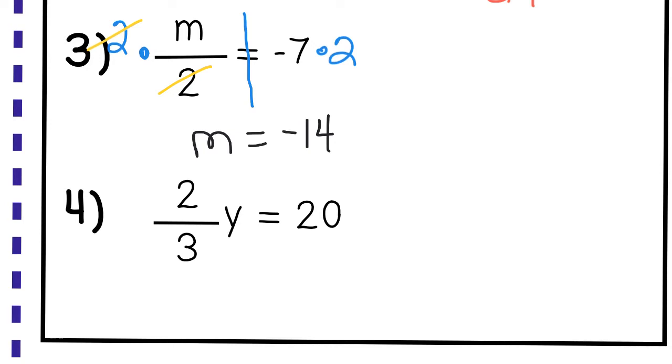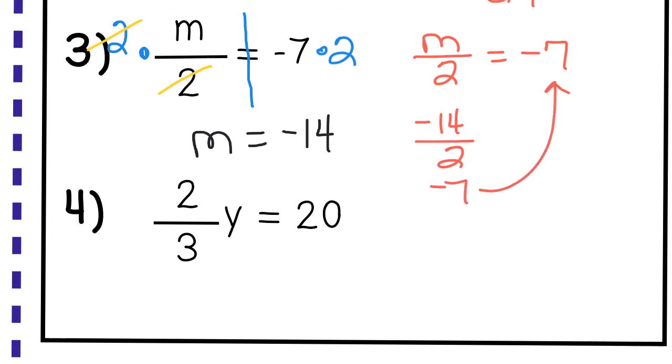Now, let's keep going with checking my work. I start out with my original equation, m over 2 equals negative 7. I'm going to substitute negative 14 in for m. So negative 14 divided by 2. And when I do the work, I find that that is negative 7, and it matches my original equation, so I'm ready to move on because I have my correct answer.